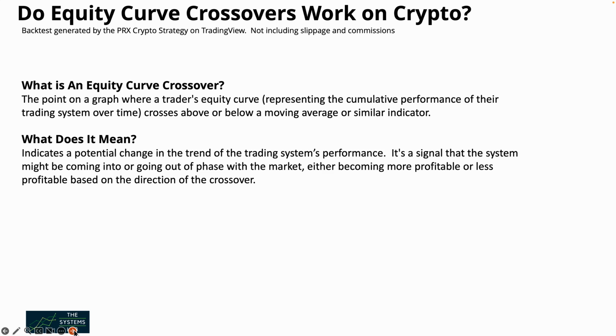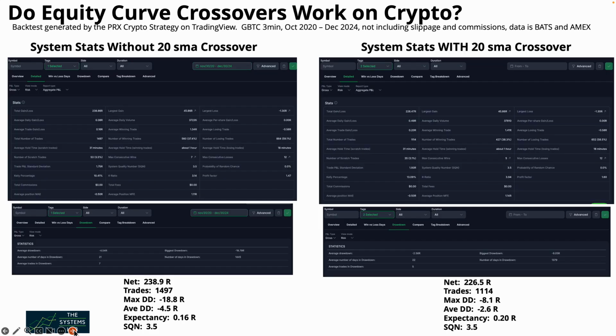Now, equity curve crossovers have certainly been around for a while and have been well researched when applied to equities and other markets. But the question we want to know is, does it work on crypto trading systems? So let's dive into some data. What we are looking at here are backtests generated by the PRX crypto strategy on TradingView. We are looking at results for trading GBTC, that's the Bitcoin ETF, on 3-minute bars from October of 2020 to December of 2024. This is actually a system that I am trading using the PRX automated strategy.